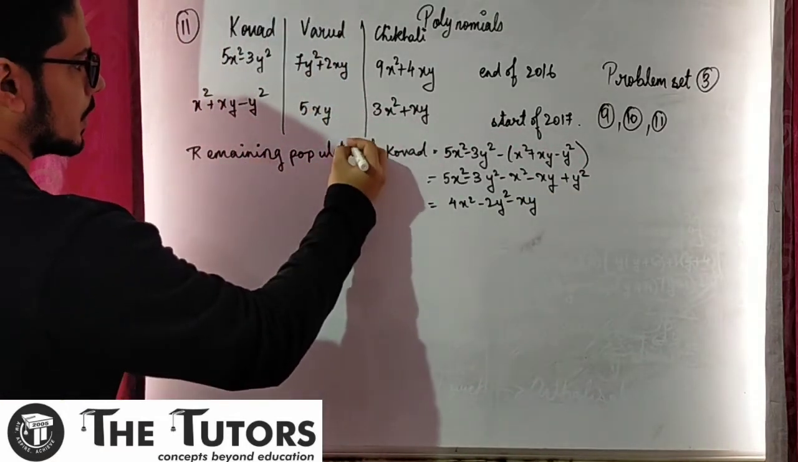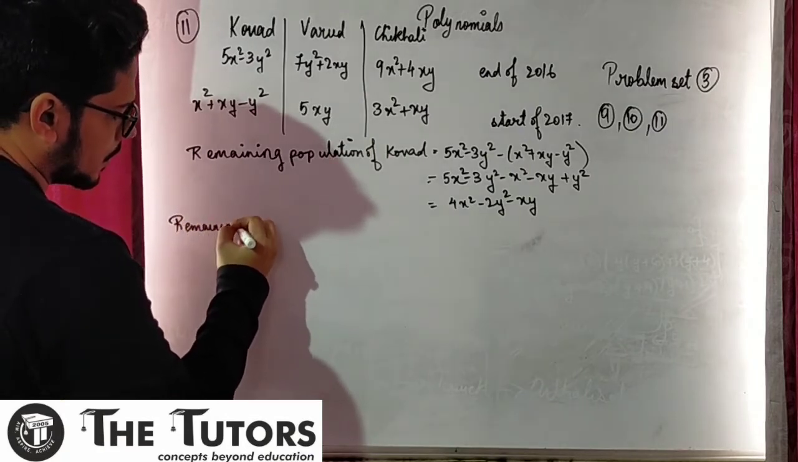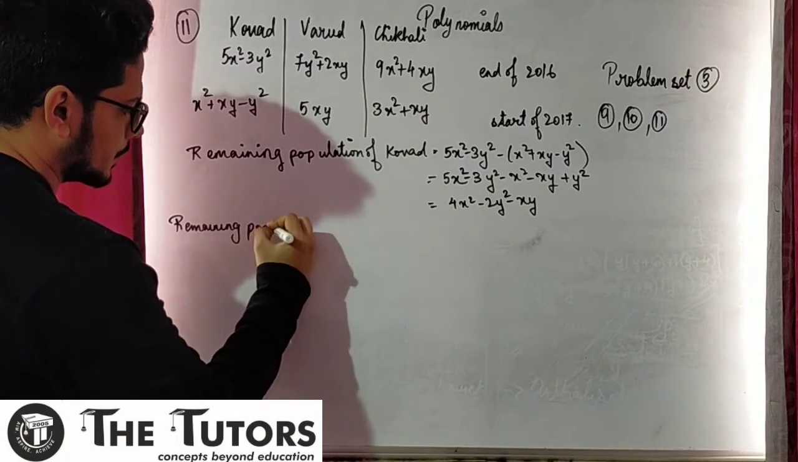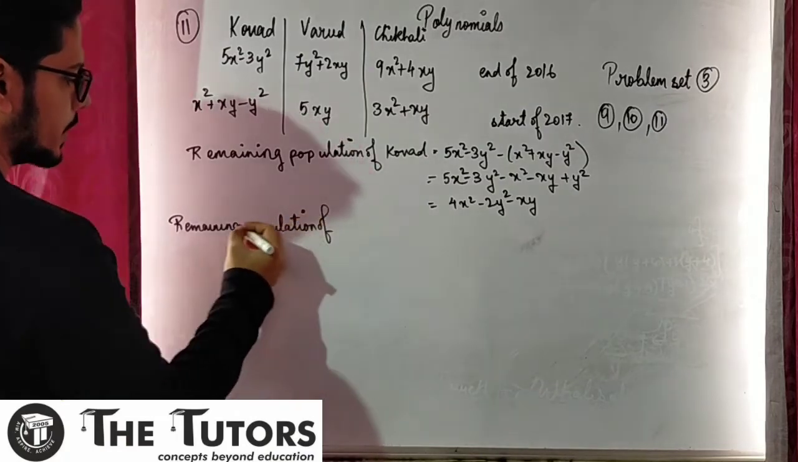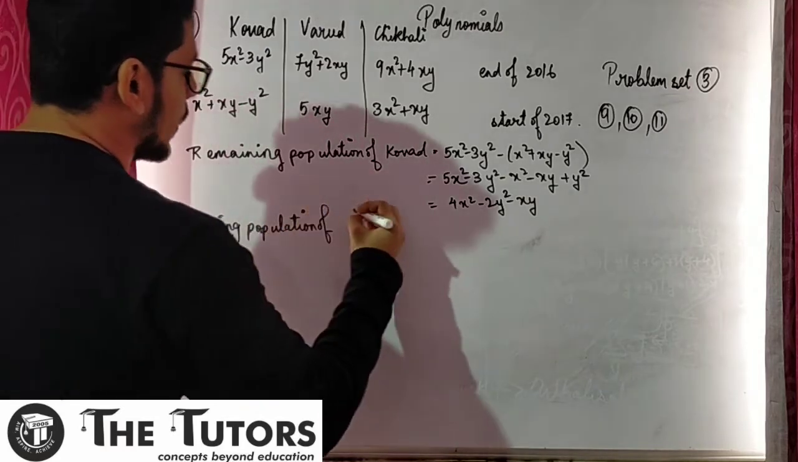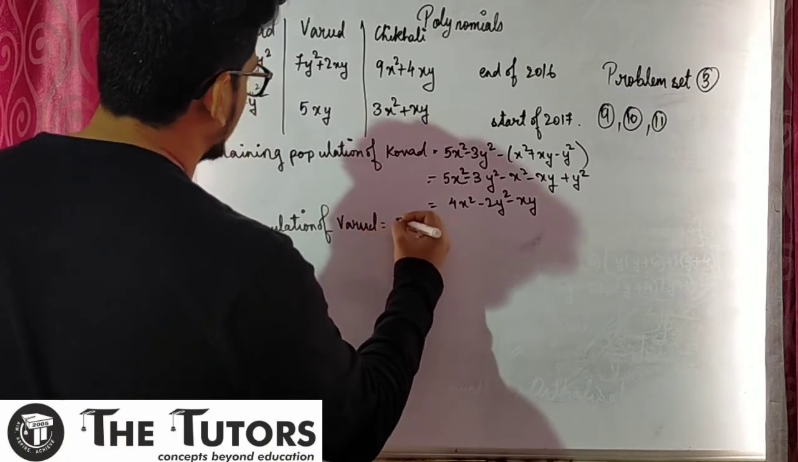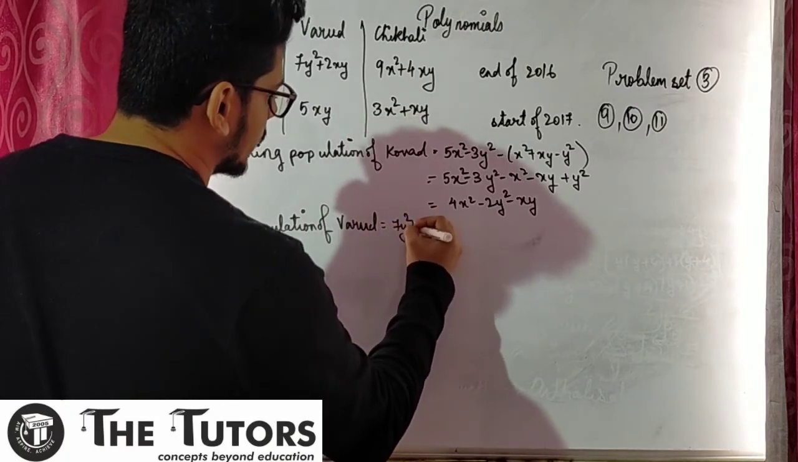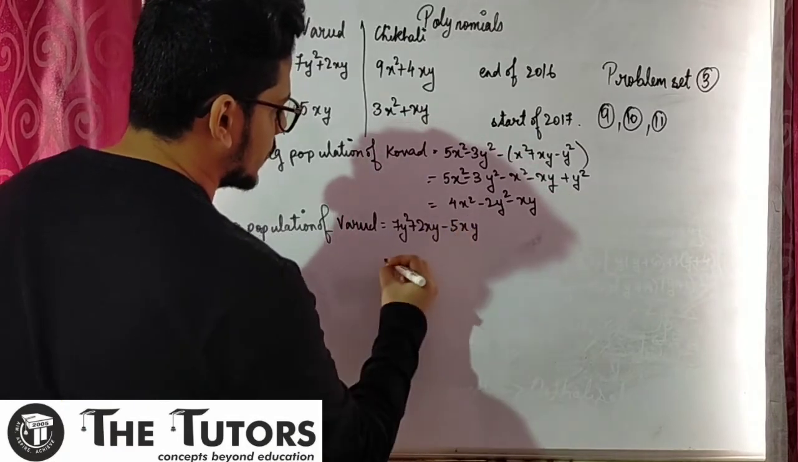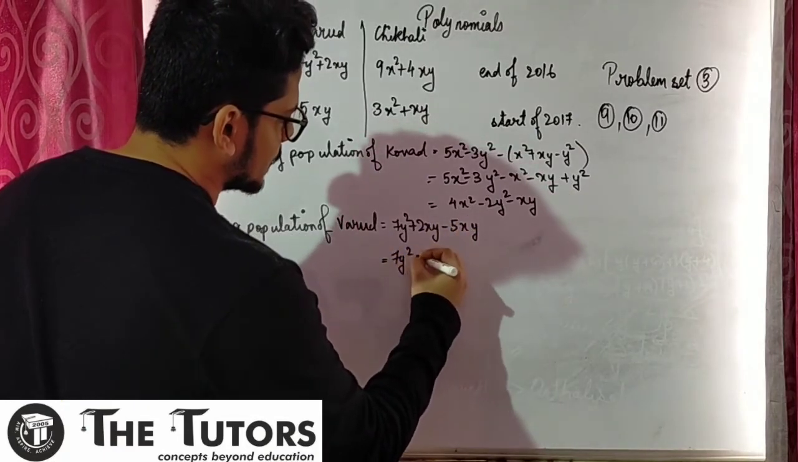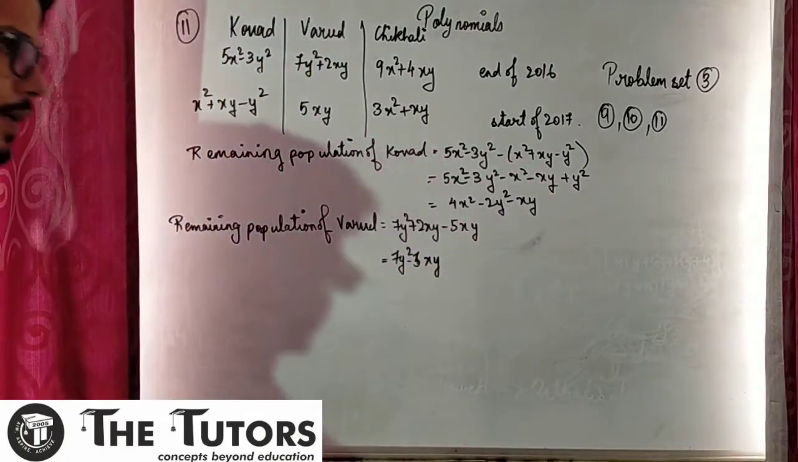Again, remaining population of second village, Warur, is equal to 7y² plus 2xy minus 5xy, which gives you 7y² minus 3xy.